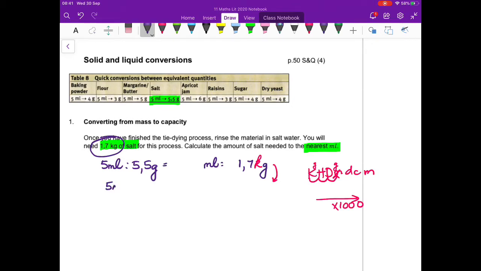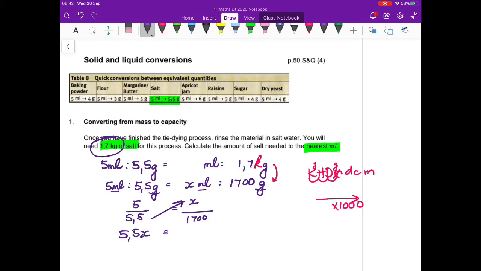So we've got 5 milliliters to 5,5 grams equals X milliliters to 1700 grams. I check milliliters to milliliters first, grams to grams second. My order is correct, so my calculation will be correct. So now I do fraction form. 5 over 5,5 equals X over 1,700. Cross multiply.